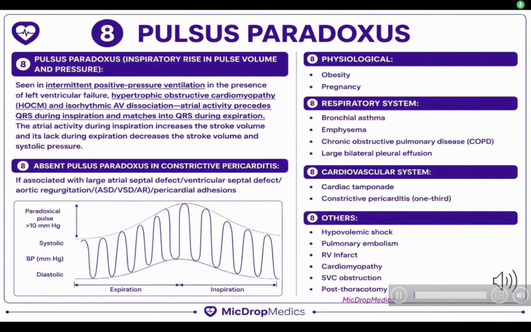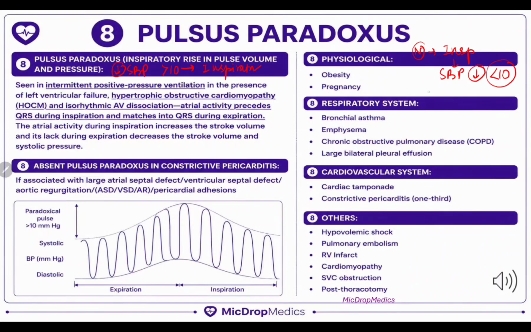Now let's tackle one of the most famous and frequently misunderstood concepts in clinical cardiology, pulsus paradoxus. Let's get the definition crystal clear first. Pulsus paradoxus is defined as an exaggerated decrease in systolic blood pressure by more than 10 mm Hg during normal inspiration. So why do I say exaggerated? Because normally when you take a breath in, your systolic pressure drops slightly but by less than 10 mm mercury.